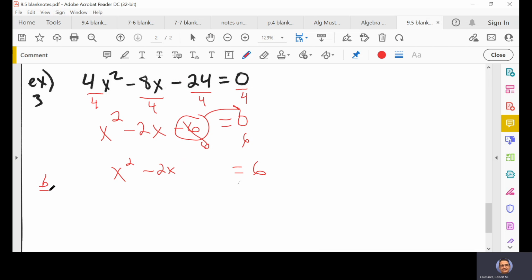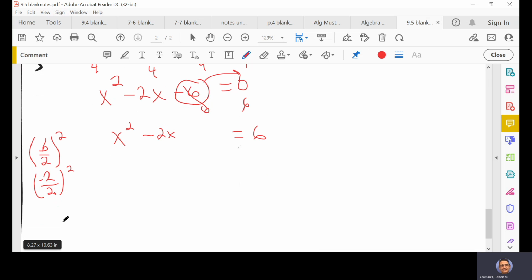We need b divided by 2 squared. And don't be fooled. This is going to be a whole section of our homework. They just want to know what number you have to add to both sides to complete the square. Have b, -2, divided by 2 squared. It's -1 squared, which is 1.